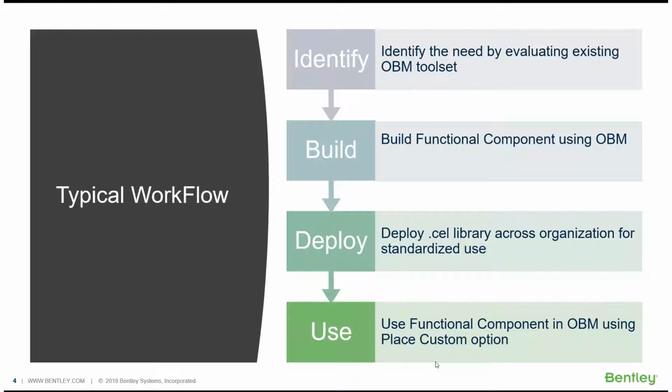And when you want to use it in OpenBridge, there is nothing special, just select the option that you want to place a custom element. You remember we have place pier, place abutment, but there is also an option that says place custom, and that is where you are going to select the cell libraries that will contain your functional component elements.